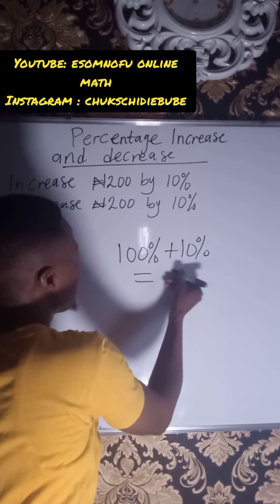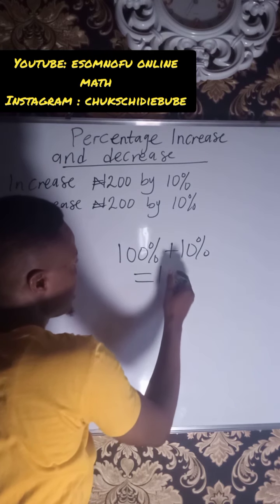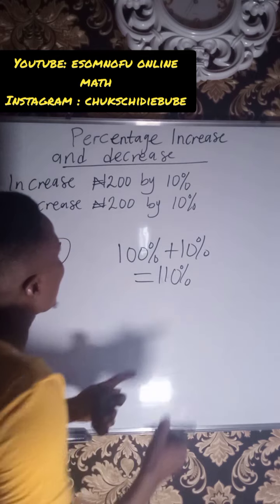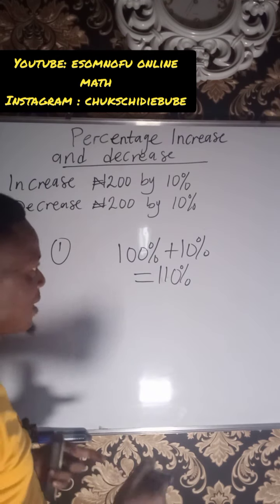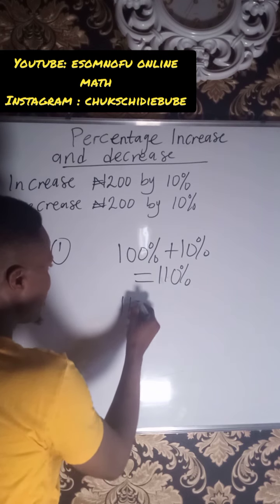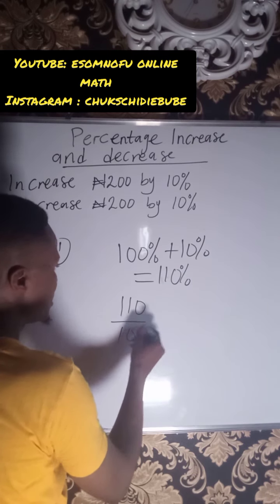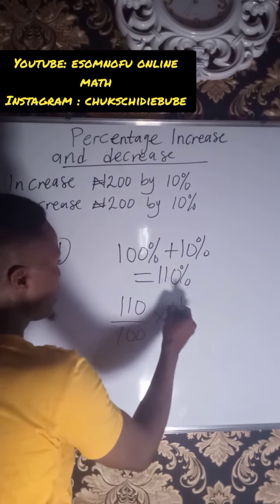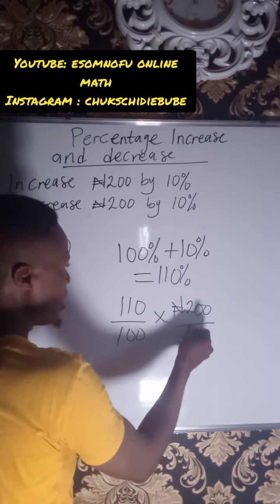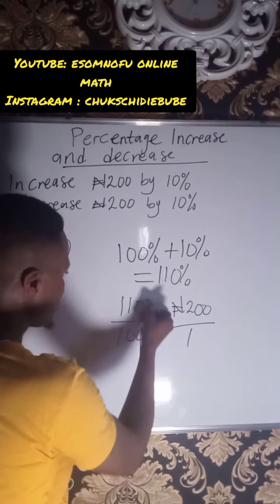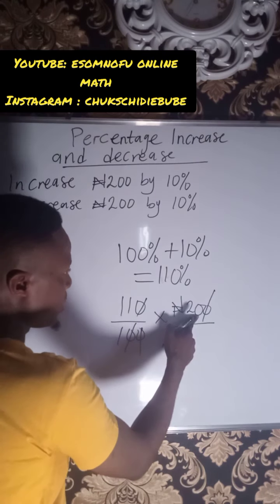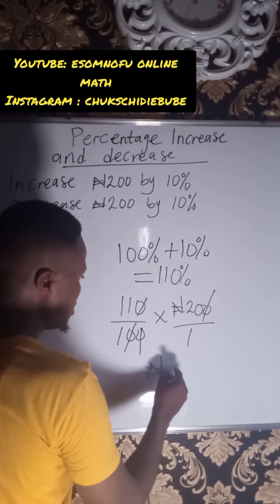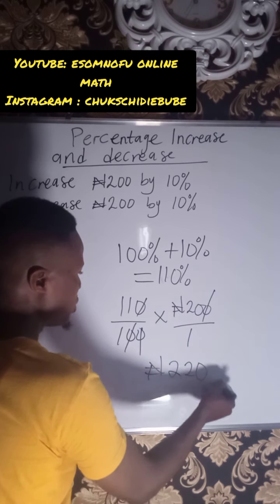So it's going to be 100% plus 10%. This will give us 110%. Therefore, I will just get 110% of 200 naira. 110% means 110 all over 100, then times 200 naira all over 1. 0 we cancel 0, 0 we cancel 0. We are left with 11 times 20, and 11 times 20 will automatically give us 220 naira.